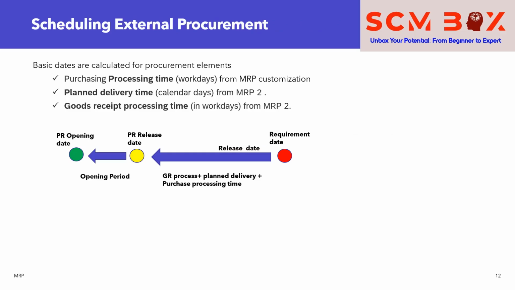For external procurement, the system will take the requirement date of the semi-finished or finished product. From that, it will subtract the release date. Release date is nothing but your GR processing time, planned delivery time, and purchase processing time. Here, GR processing time and planned delivery time are maintained in the material master MRP 2 view, but purchase processing time is maintained in customization at the plant level. So generally, this is how long the purchase department requires to process the PR. From this information, the system calculates the PR release date. Again, here also the system will consider the opening period from the scheduling margin key to determine the PR opening date.